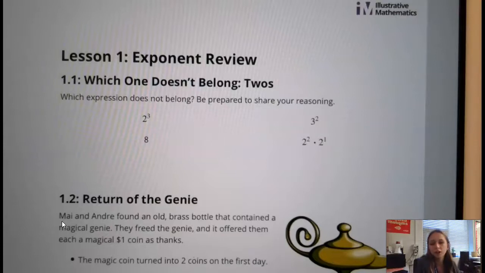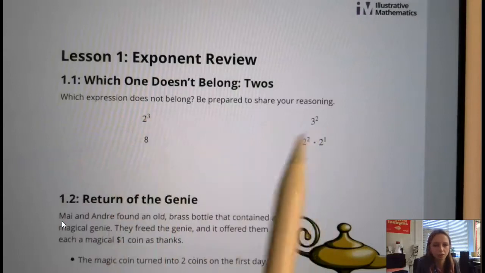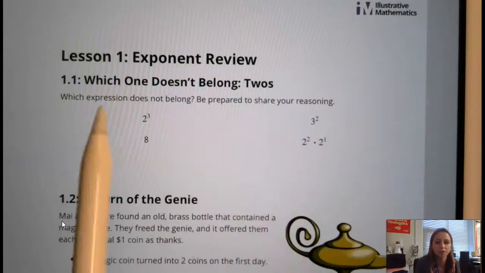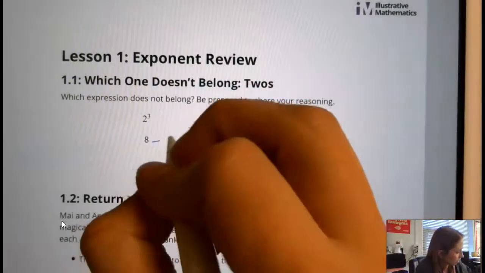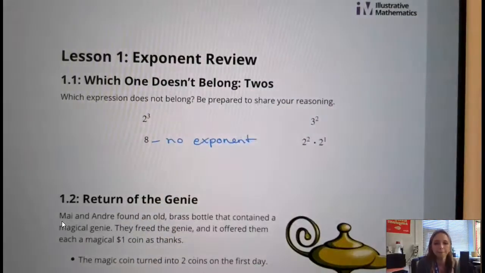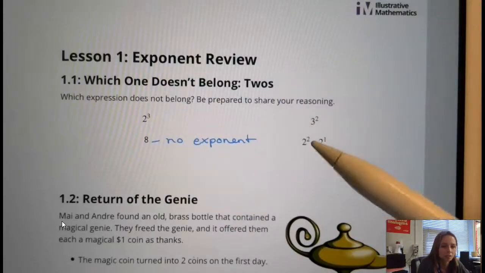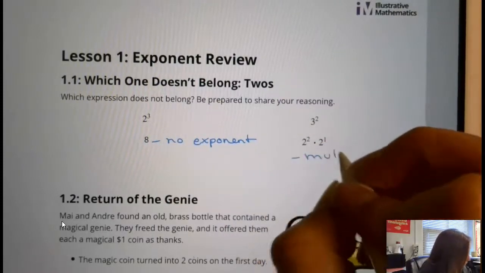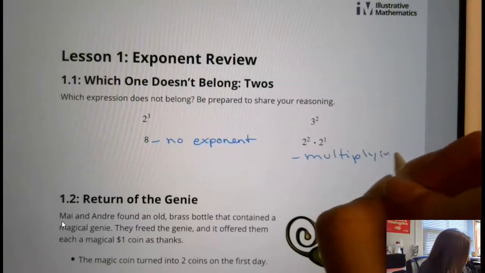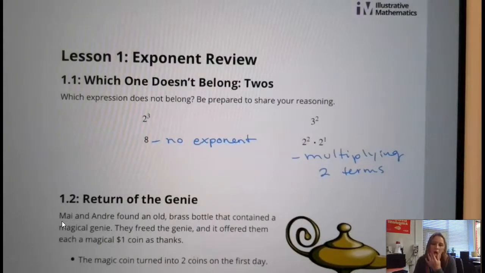Okay, so the first one that sticks out to me is this 8, because if I look at all of these other options, they all have exponents, but this one doesn't. So I'm going to say no exponent. Alright, now the next one that stuck out to me was this one right here, and that's because we're multiplying 2 different terms. None of these are except this one. So multiplying 2 terms, or 2 different numbers there.